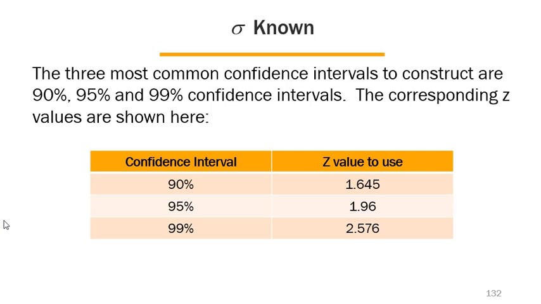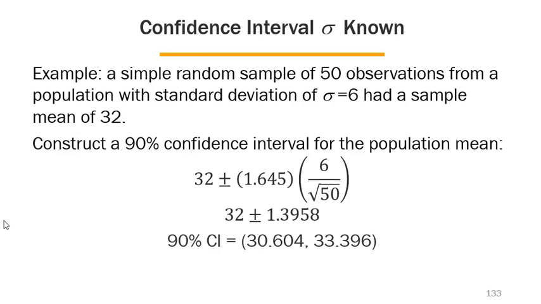The most common confidence intervals to construct are 90%, 95%, and 99% confidence intervals, and the corresponding z-values are illustrated here. So an example, we have a random sample of 50 observations from a population with standard deviation of sigma equals 6, so 6 is the standard deviation, and it had a sample mean of 32.